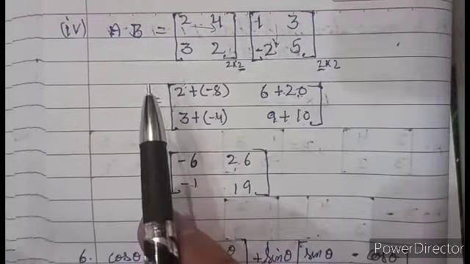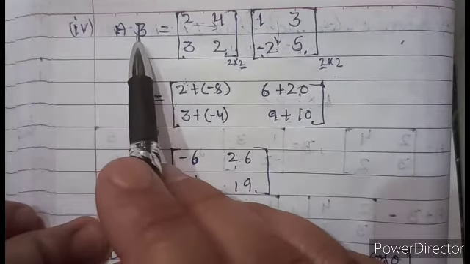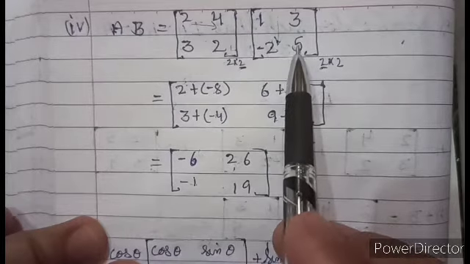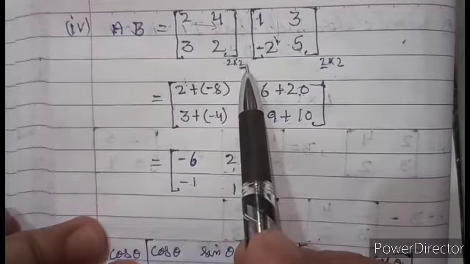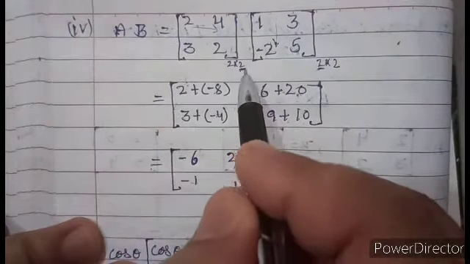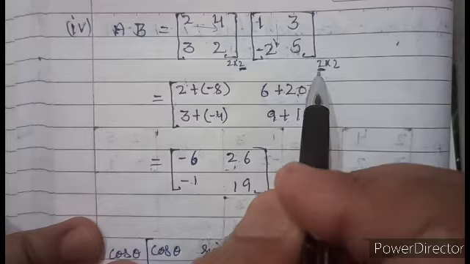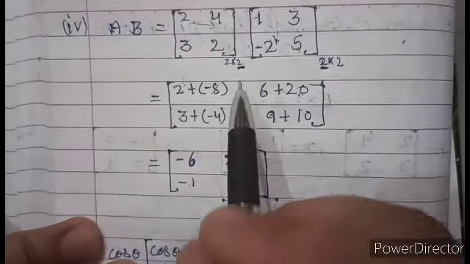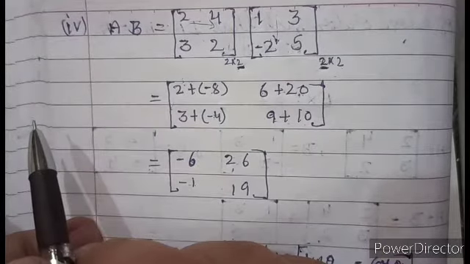Now in the fourth part we have to find the product AB, that is A into B. This is matrix A and this one is matrix B that was given to us. Now we have to find their product. First of all, matrix A is of order 2 by 2 and matrix B is of order 2 by 2. The number of columns of the first matrix is 2 and the number of rows of the second matrix is also 2, and these two are equal. That means the product AB is defined.